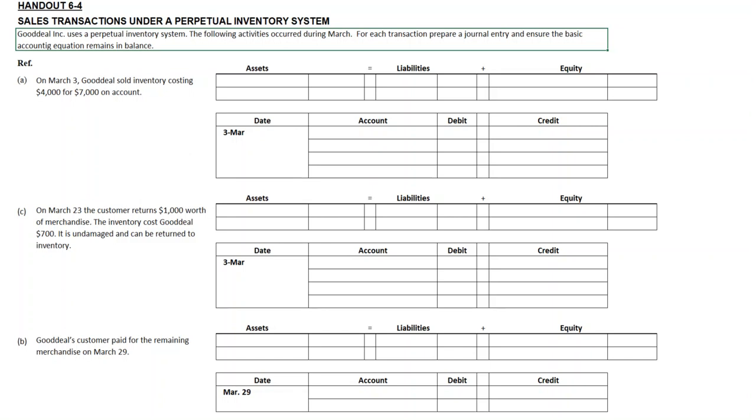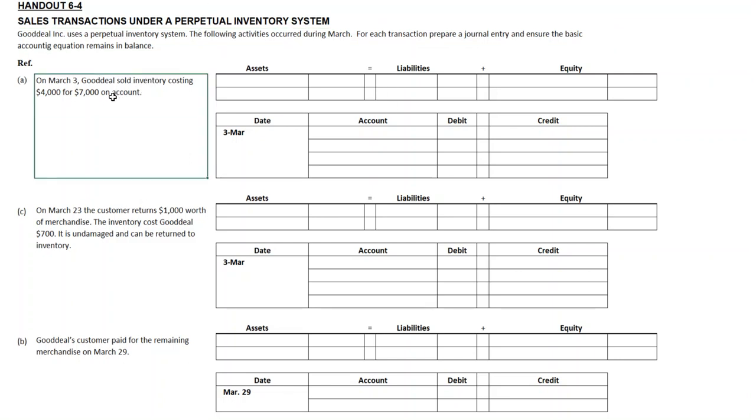In this video, we're going to record sales transactions under a perpetual inventory system. Good Deal uses a perpetual inventory system, and the following activities occurred during March. For each transaction, we're asked to prepare a journal entry and ensure our basic accounting equation balances.